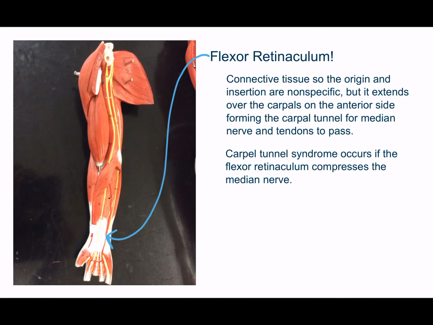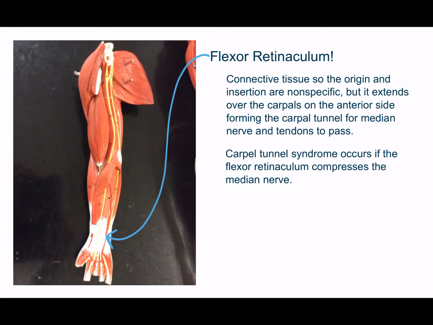So the flexor retinaculum, I think that's how you pronounce it, isn't a muscle, it's a connective tissue. So the origin and the insertion are kind of non-specific, but it goes over the carpals on the anterior side, forming the carpal tunnel. If you've ever heard of somebody having carpal tunnel syndrome, it forms a roof over what's important passing through there, so that your nerve isn't exposed and your tendons aren't exposed. It's going to form the roof of this house to protect them.